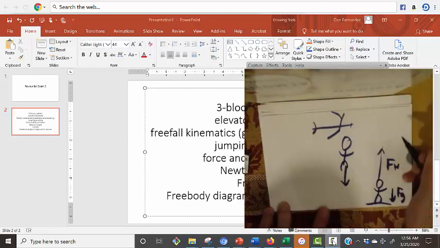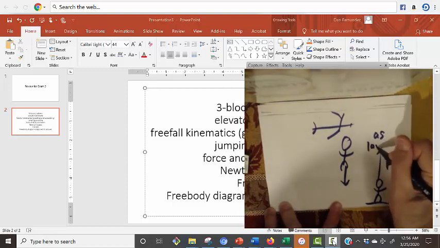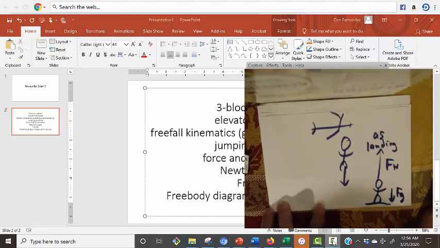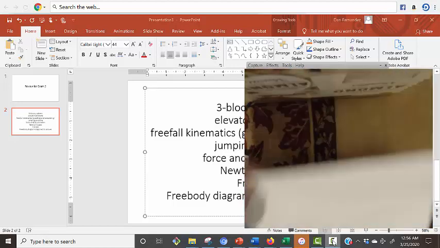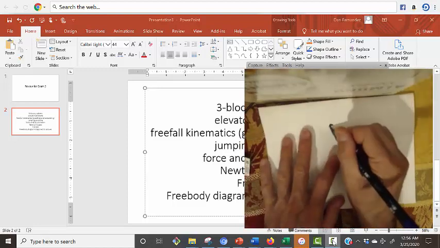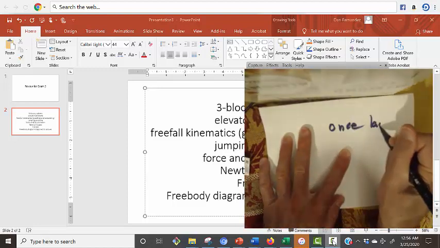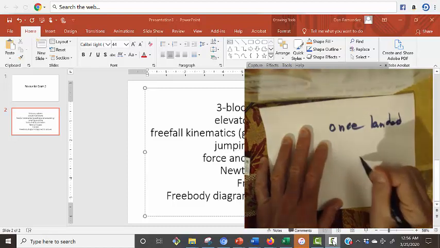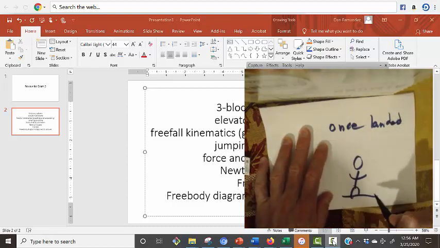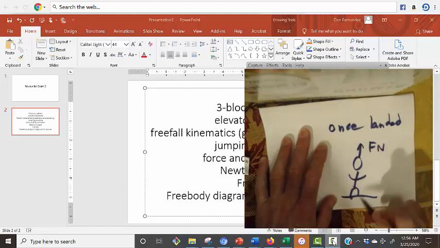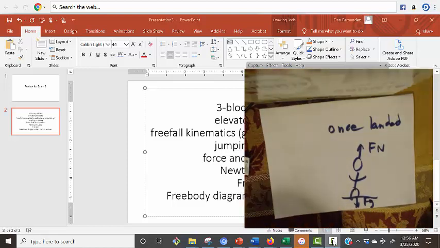Then, of course, once they've landed, all the forces have to balance out perfectly so that they'd have Fn upward, Fg downward, where Fn equals Fg. So that's applying free body diagrams, which is the last item on this list here, to these cases of people jumping and people landing.